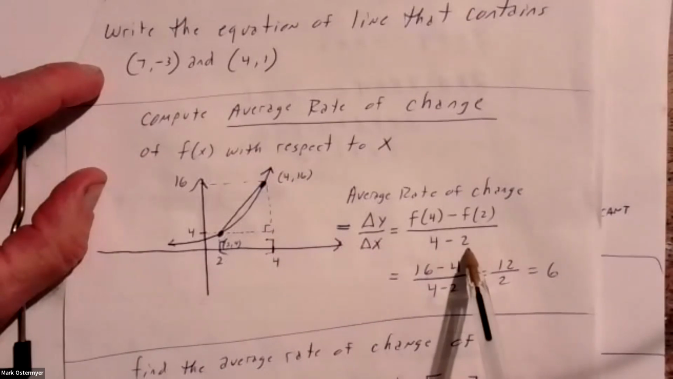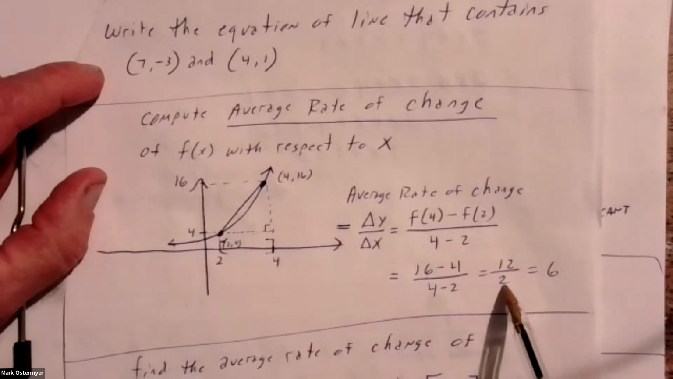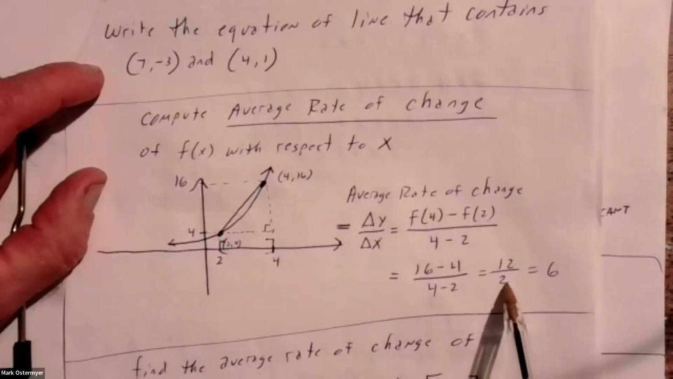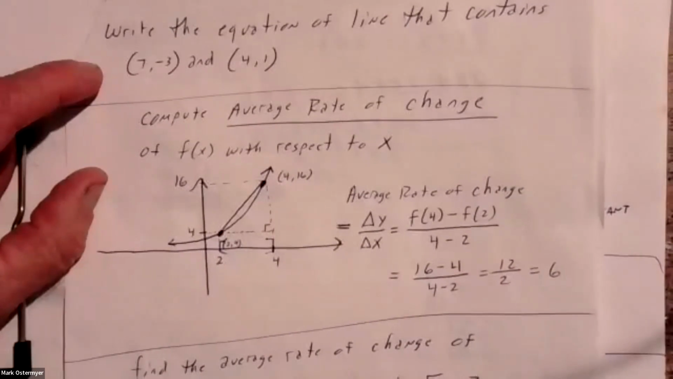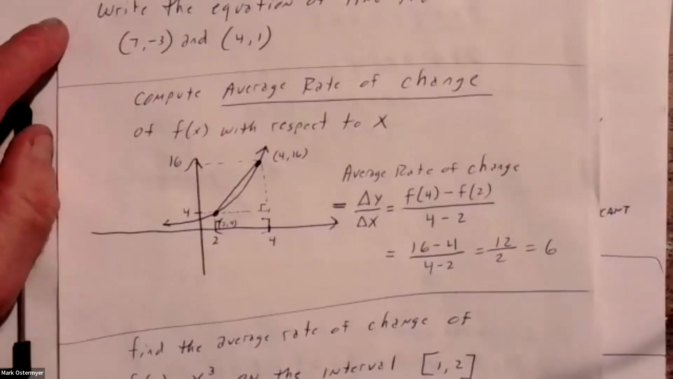Divided by the change in x. The change in x is just 4 minus 2. So the average rate of change of this function f of x with respect to x on this interval from 2 to 4 is going to be 12 halves, or 6. That'd be the average rate of change, 6. Questions on that problem there?